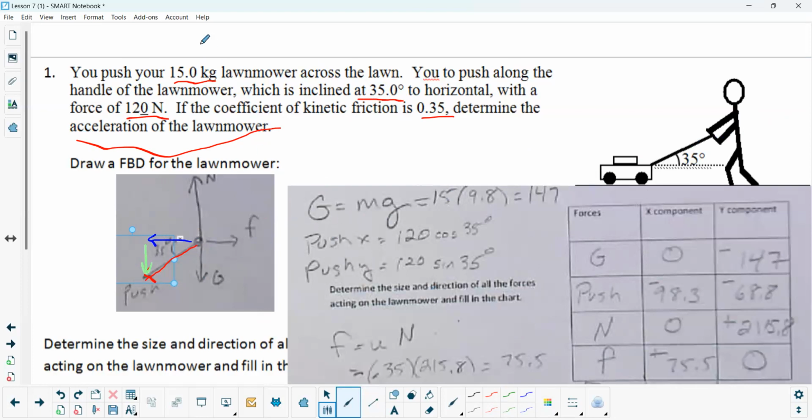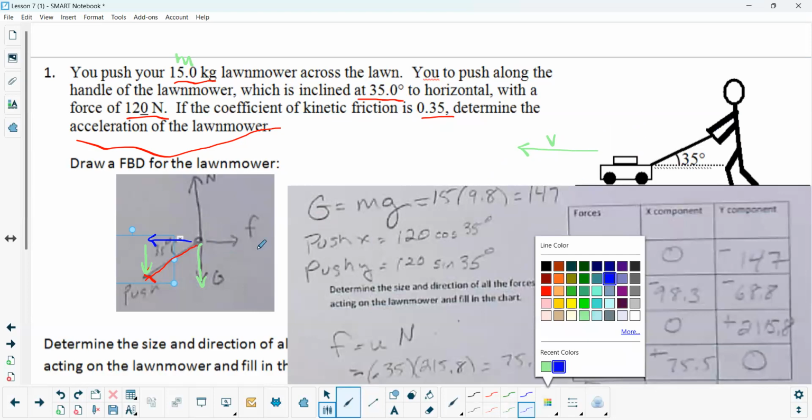The lawnmower has a mass, which is 15 kilograms, so that's m. That's going down here. That's the force of gravity. It says that there is friction, so friction is going to go the opposite way to the way that it moves. If we're pushing down to the left, we expect the lawnmower to have a velocity going this way. Friction is going to oppose the velocity, so I drew friction going horizontally to the right here.